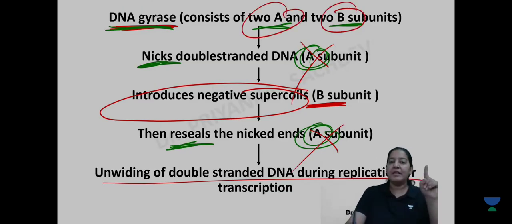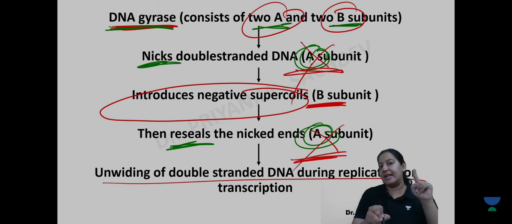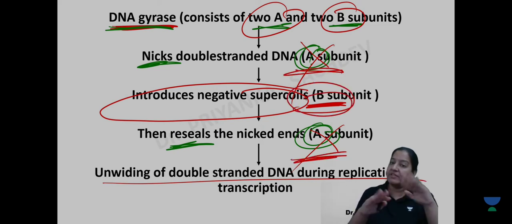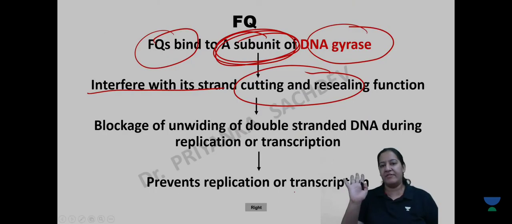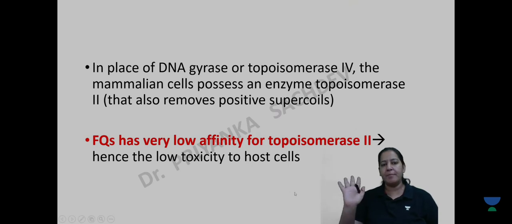There are two units, unit A and unit B. I am right in that. But unit A is doing the job of cutting and sealing. Unit B is the main unit which is introducing negative supercoil. And quinolones inhibit unit A, not B. I'm correcting my mistake. Please, everyone, listen. You got my point? So this is the mechanism of action of fluoroquinolones.